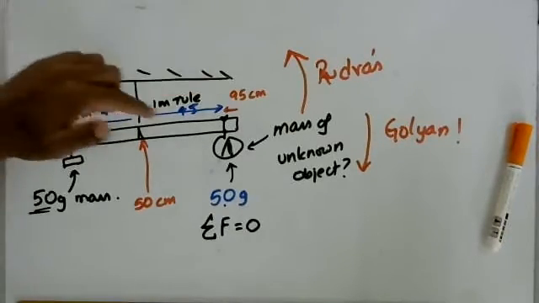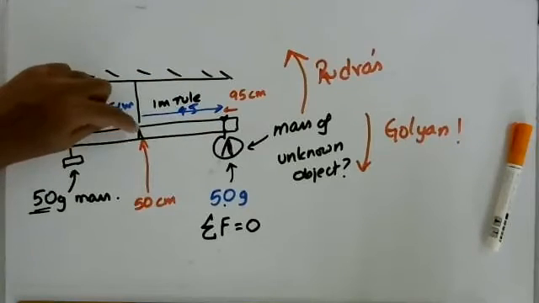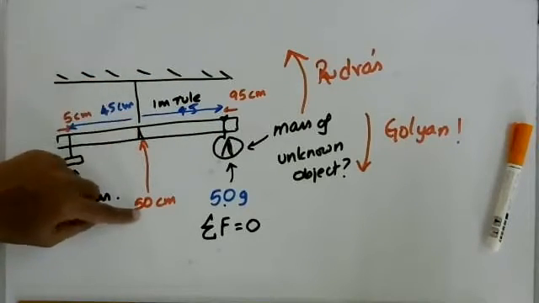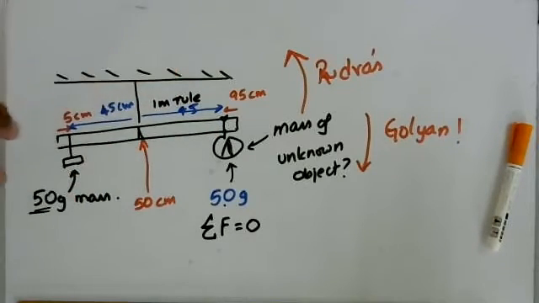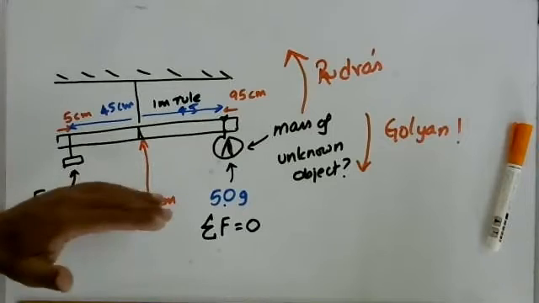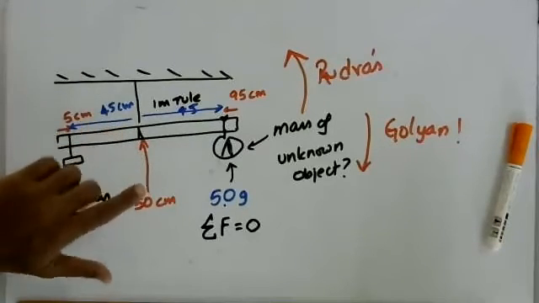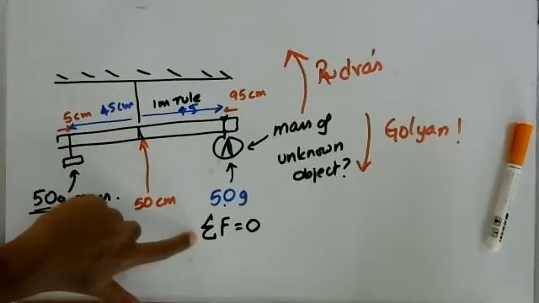So there is a meter scale which is suspended at the 50 centimeter mark from a rigid support, and at that point of time it is perfectly balanced, which means sigma F is equal to 0.